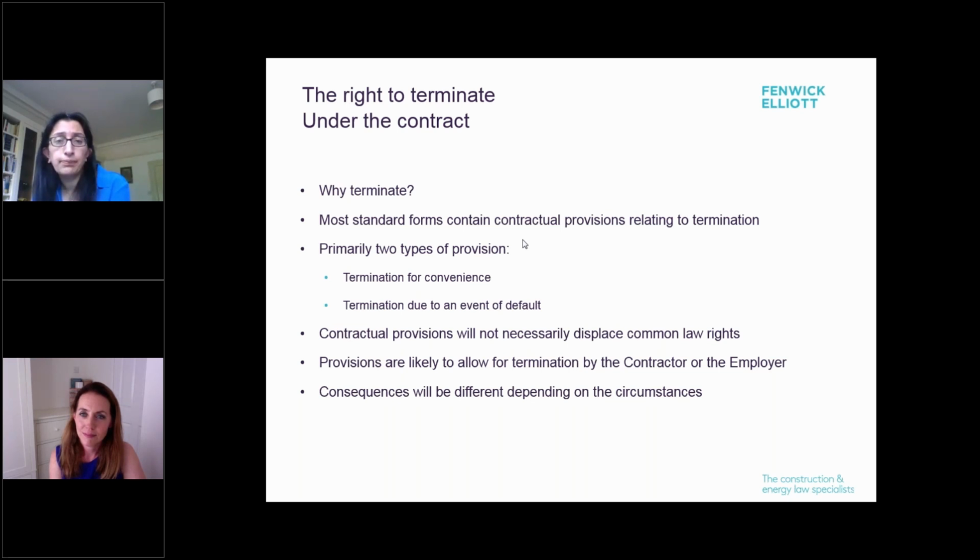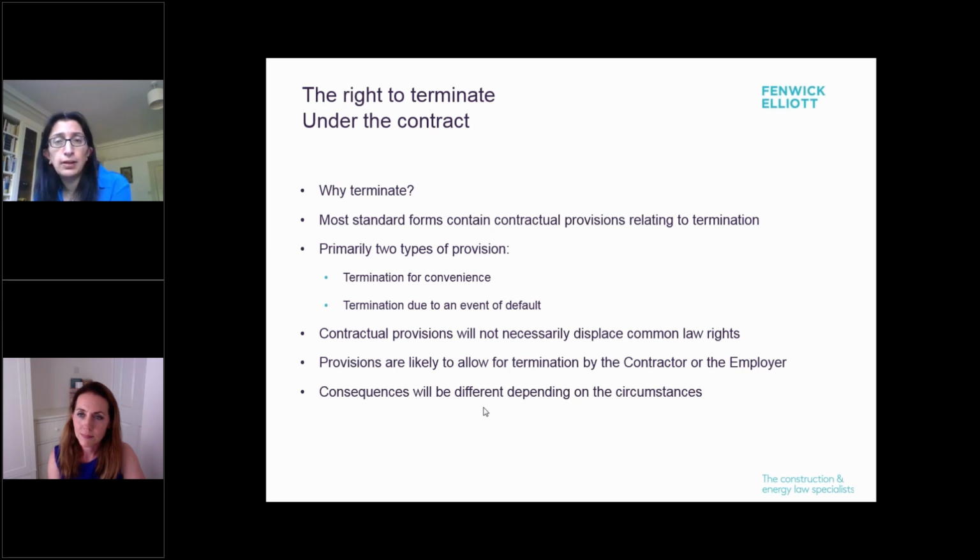Typically, the type of events that allow you to terminate an employer's role under the contract, or that look at employer default, are things like insolvency or repeated or persistent failure to pay. The list of events of default for a contractor, by contrast, is likely to be slightly longer. It will obviously also include insolvency, but will include other things related to performance. There may be rights to terminate related to liquidated damages, to delay, to various other events that might occur.